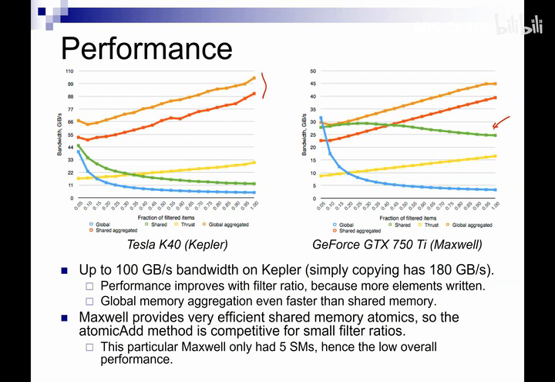If you have a high percentage of these filtered elements, then again you have a lot of contention, and that's going to drive down the performance a little bit. Whereas for the warp-based algorithms, they actually get better performance as you have more positive elements. Overall the performance is lower over here because it's a weaker card overall. This card only has like 5 SMs as opposed to the K40.